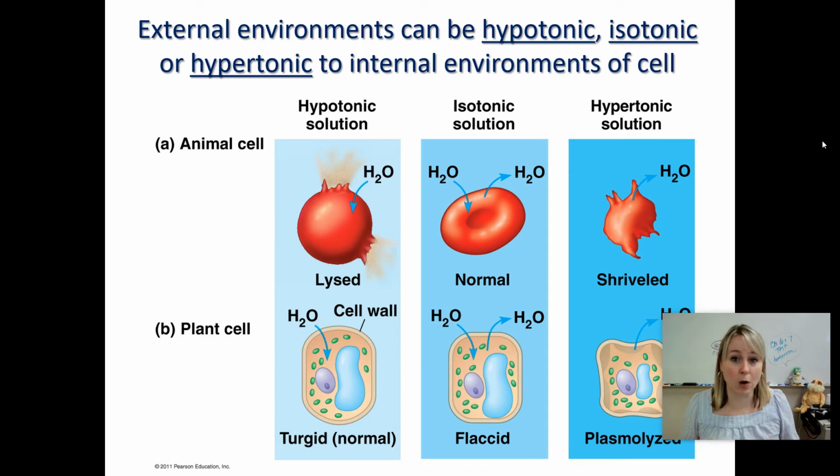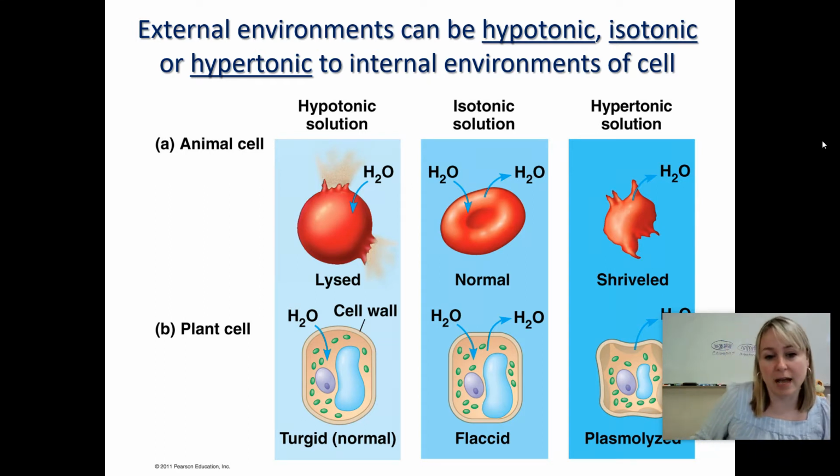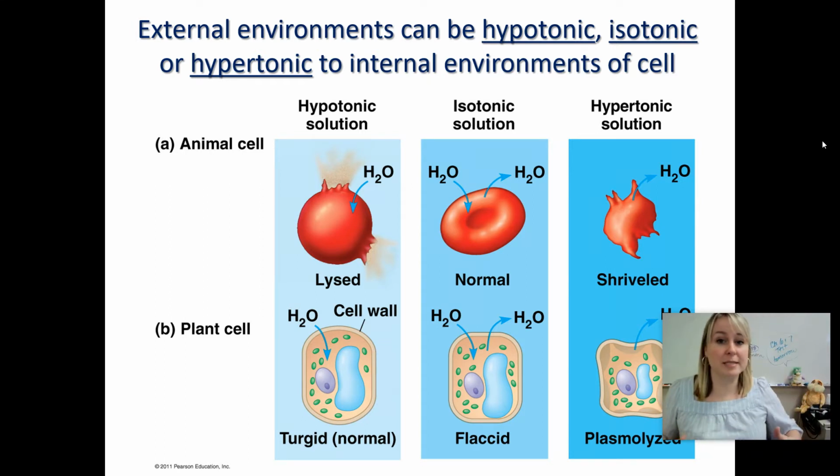Hypo means low, right? So whenever the solute is low, that means that there's a high water potential. So water will move from high to low. If the solution is hypotonic, that means that there's a lot of water in the solution, and if the cell relative to that solution is hypertonic, water will move towards the hypertonic solution. It will move to where all the solute is, where there is lower water potential.